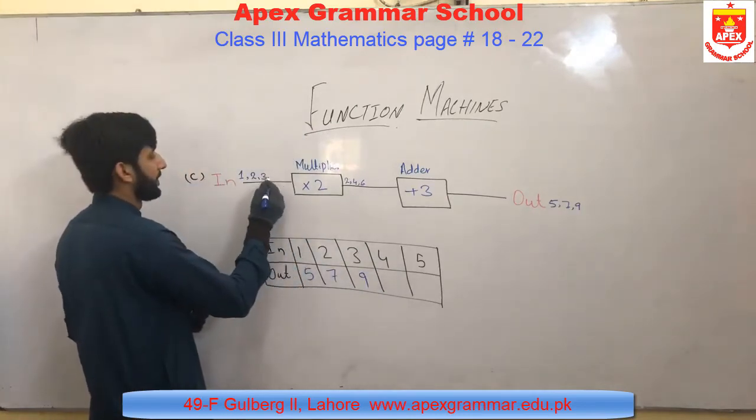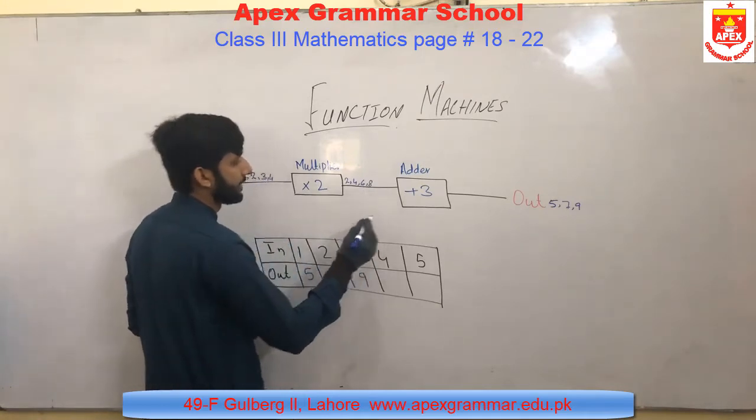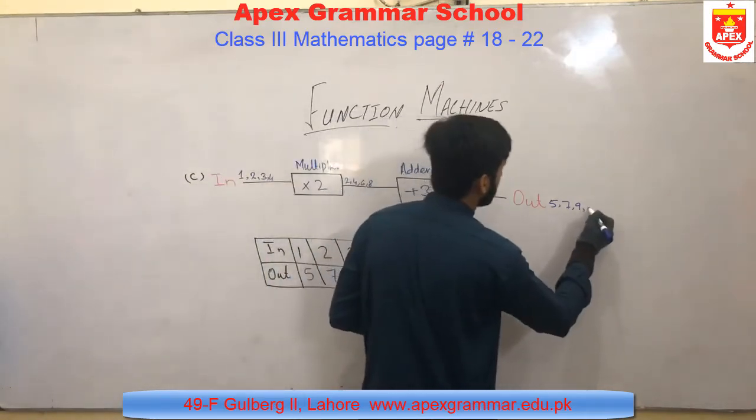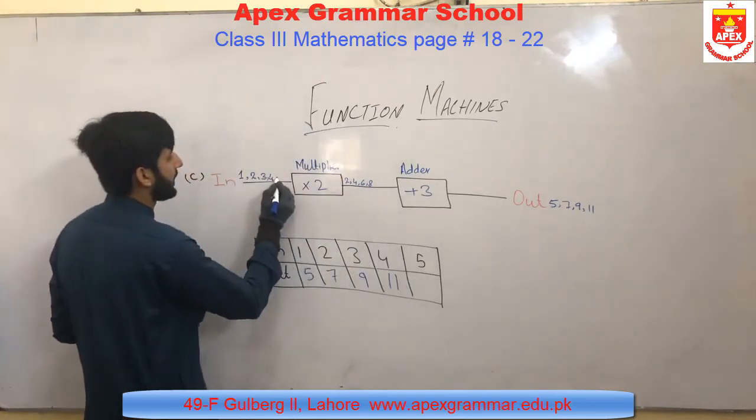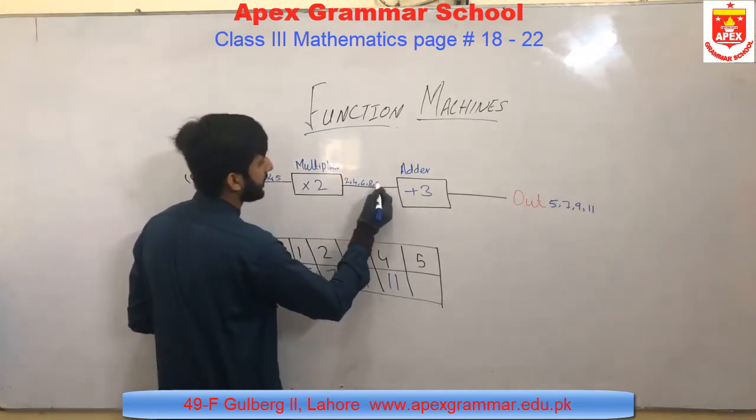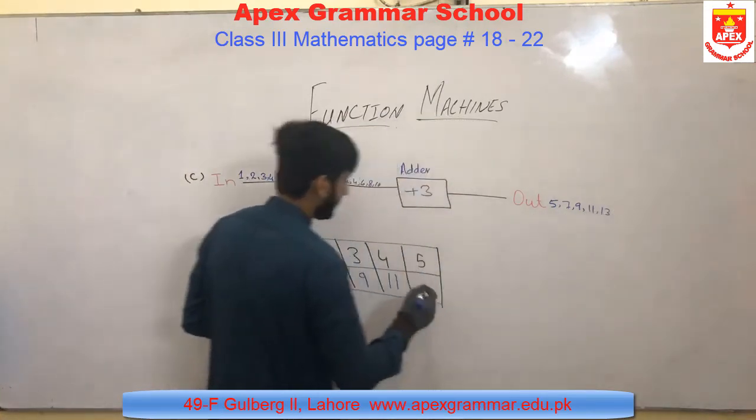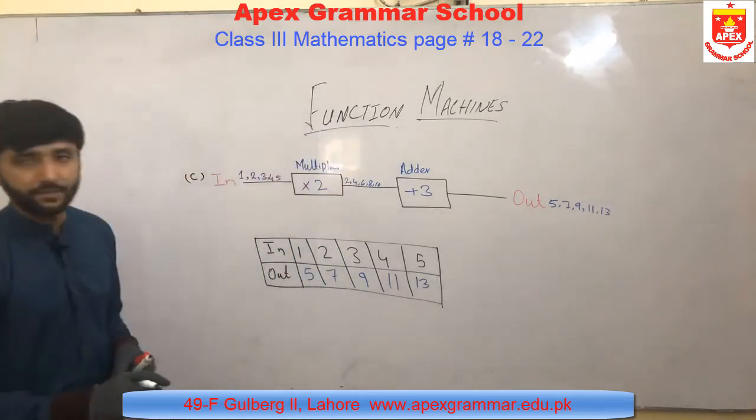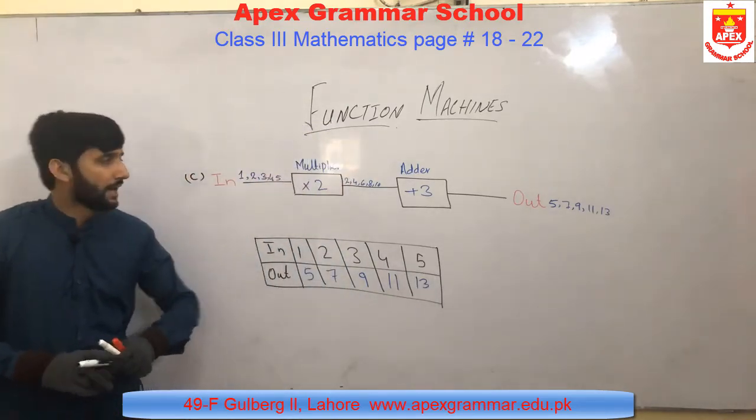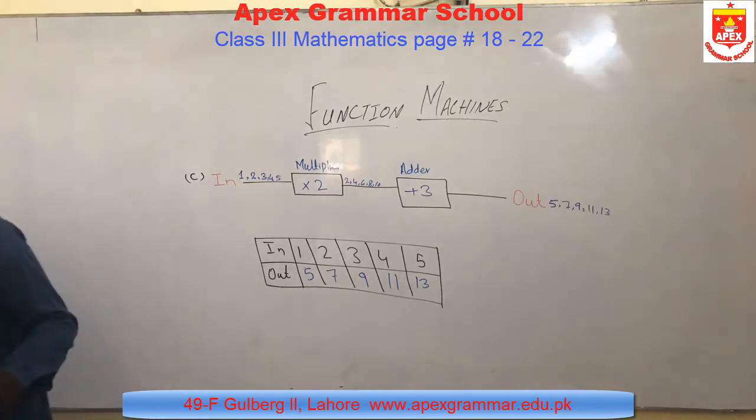Then number 4. 4 into 2, it's 8. 8 plus 3, 11 against number 4. And the last one is 5. 5 into 2, it's 10. After multiplying, 10 plus 3 is 13 against number 5. This is how to solve the double function machines. After watching this video, I hope you will understand how to solve the double operation function machines.